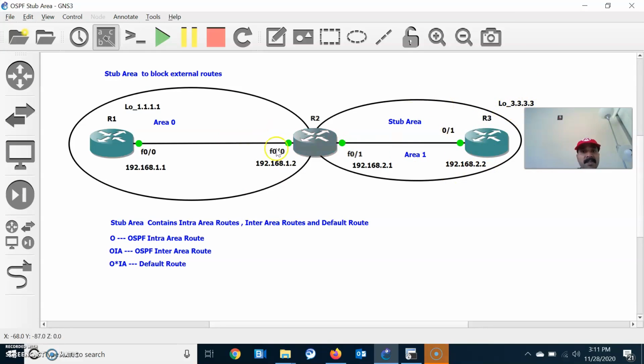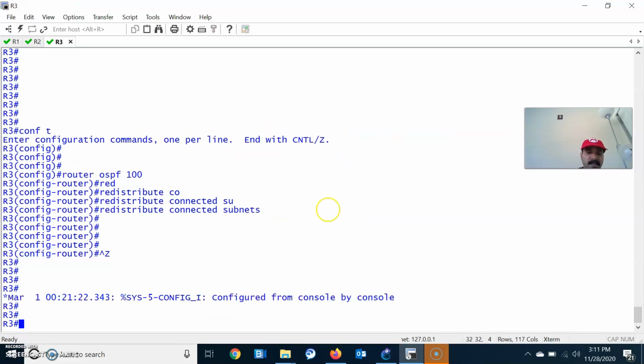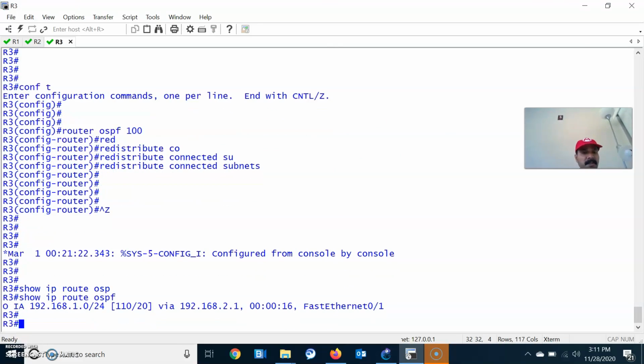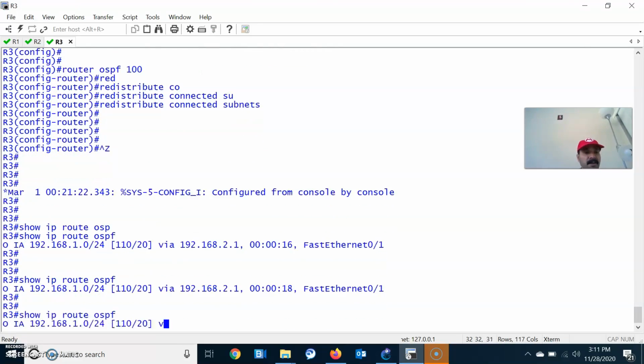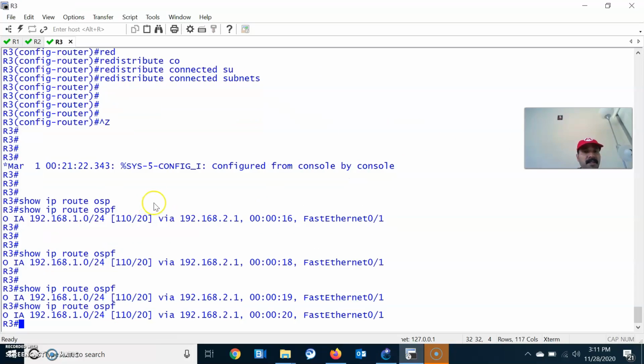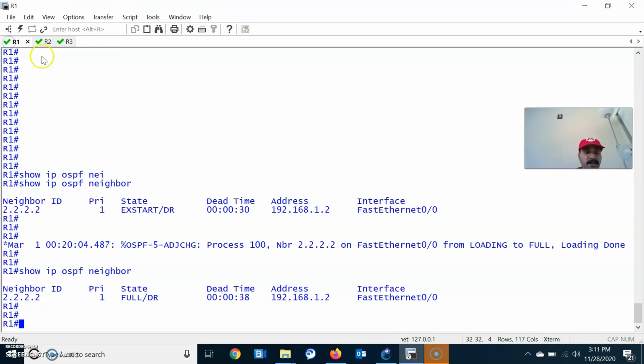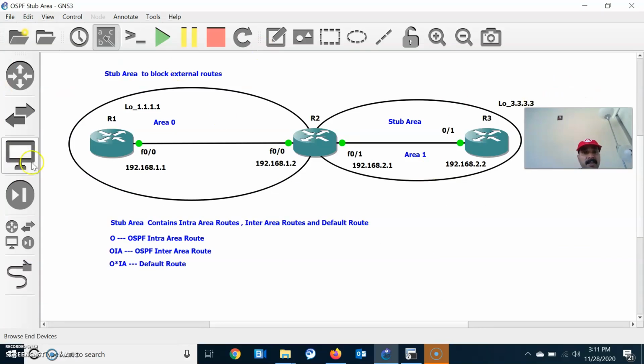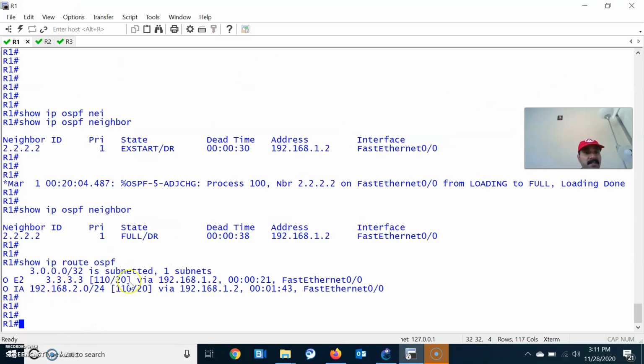So still I have not configured the stub area. Now let us see what routing information it contains. Show IP route OSPF. So it contains an intra area route, right? That's the routes from other areas. Similarly, let us check from R1. Show IP route OSPF. So we're able to see the redistributed routes, right? In R1, we are able to see 3.3 as an external route.